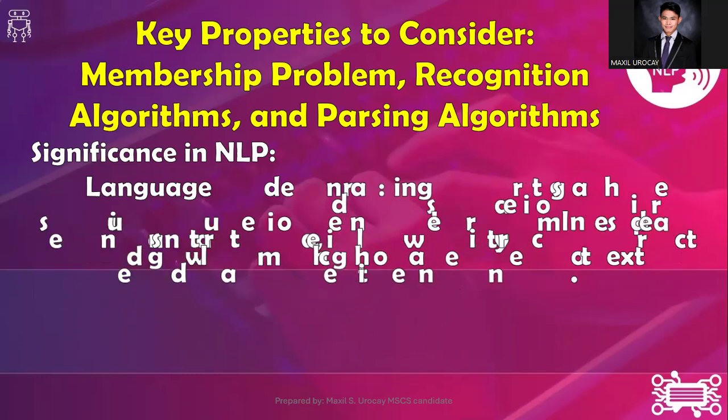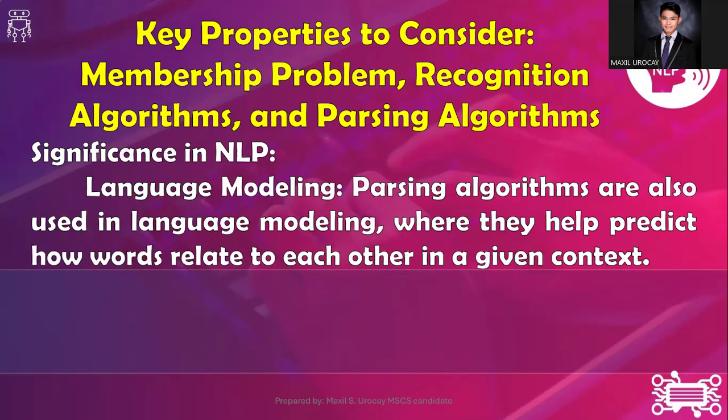So, for language modeling, parsing algorithms are also used in language modeling, where they help predict how words relate to each other in a given context. So parsing algorithms are used in language modeling to predict how words relate to each other within a given context, aiding in tasks like text generation and prediction.